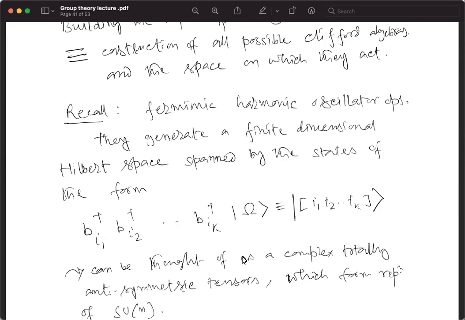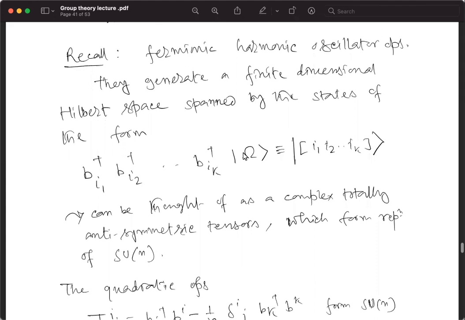Now let's try to recall the harmonic oscillator. So in the harmonic oscillator operators, we have noted how they act, for example in the angular momentum algebra, right? So they generate a finite dimensional Hilbert space spanned by states of the form, for example, b_i1 dagger, b_i2 dagger, and so on, b_ik dagger, acting on Omega, where Omega is basically the vacuum. We can think of a wave function here. And then you get this state where these are basically fully antisymmetric indices. Okay, and this can be thought of as a complex totally antisymmetric tensor which forms a representation of the SU(N).